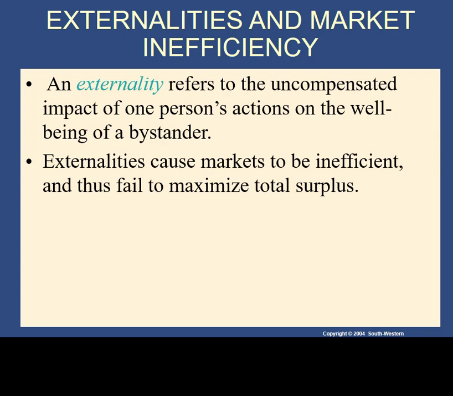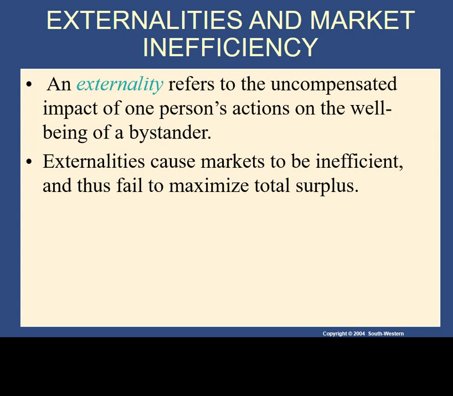So normally what we're talking about is there are two primary parties to a transaction, the buyer and the seller. An externality is something that happens to somebody else who's not the buyer or the seller. So I'll call them the third party. And so externalities cause markets to be inefficient because the third parties are part of society too, and what we're concerned about is society's welfare. And so their costs or benefits aren't taken into consideration by the buyer and the seller.